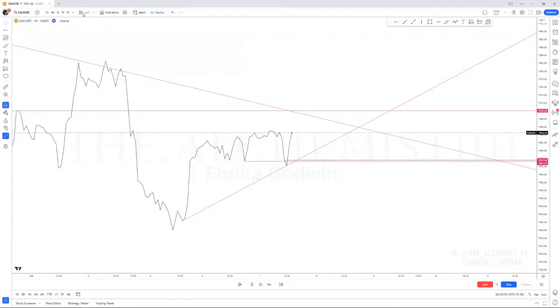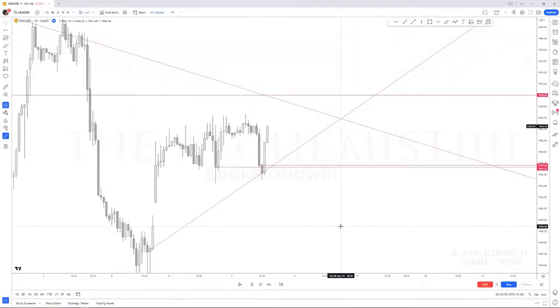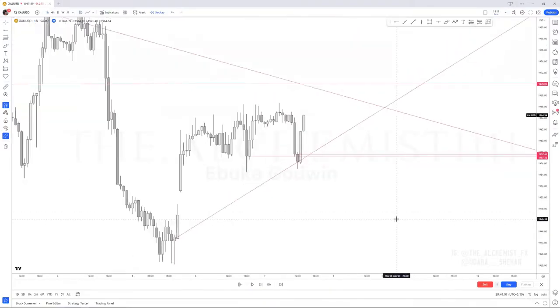This is the left shoulder, and this is also a left shoulder. Now there's one way I personally find the best trend lines, and that is by determining the timing. For me, the New York kill zone is at 4:30 p.m., and the New York session is at 5:30 p.m.